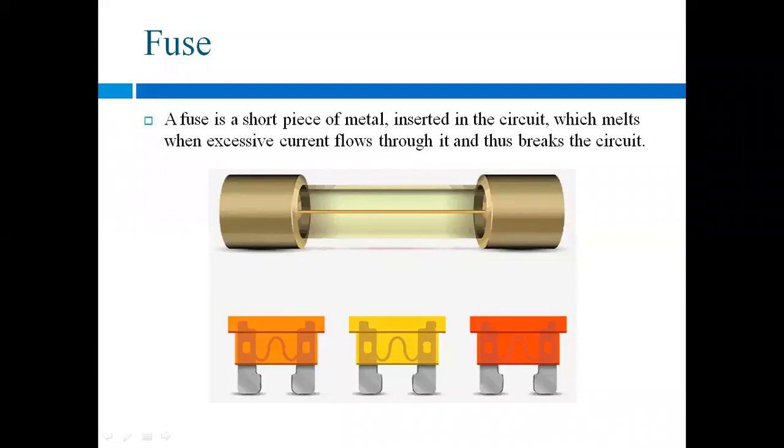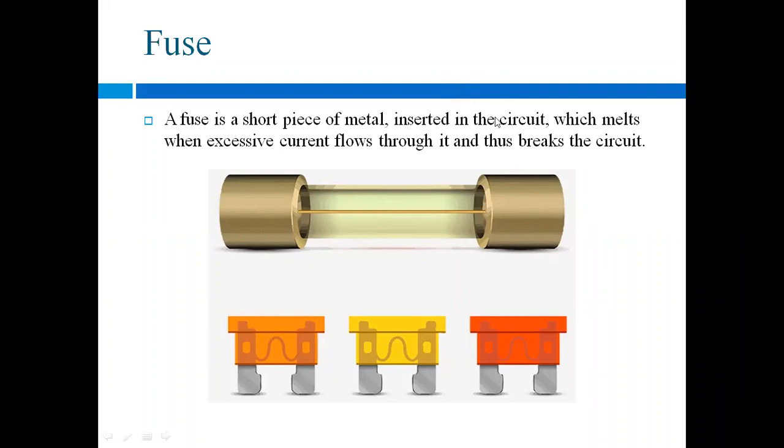Copper. Yes, copper. Then which other materials can be used there? Aluminum. Aluminium. Okay, then we can use silver. Silver is best, but it is costly. That's why we are using the aluminium. Okay, and copper. But mostly silver is the best material for the fuse.